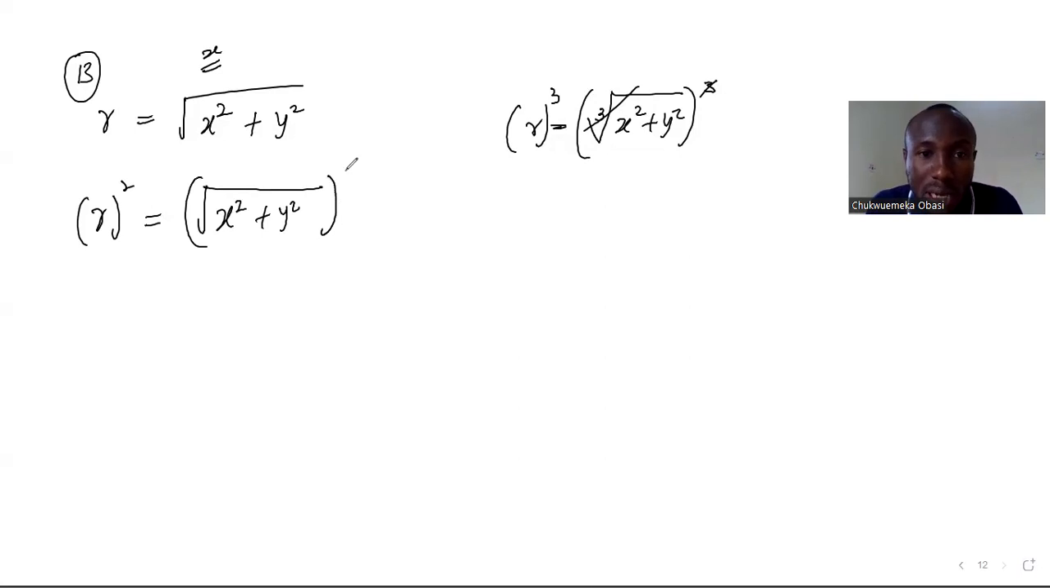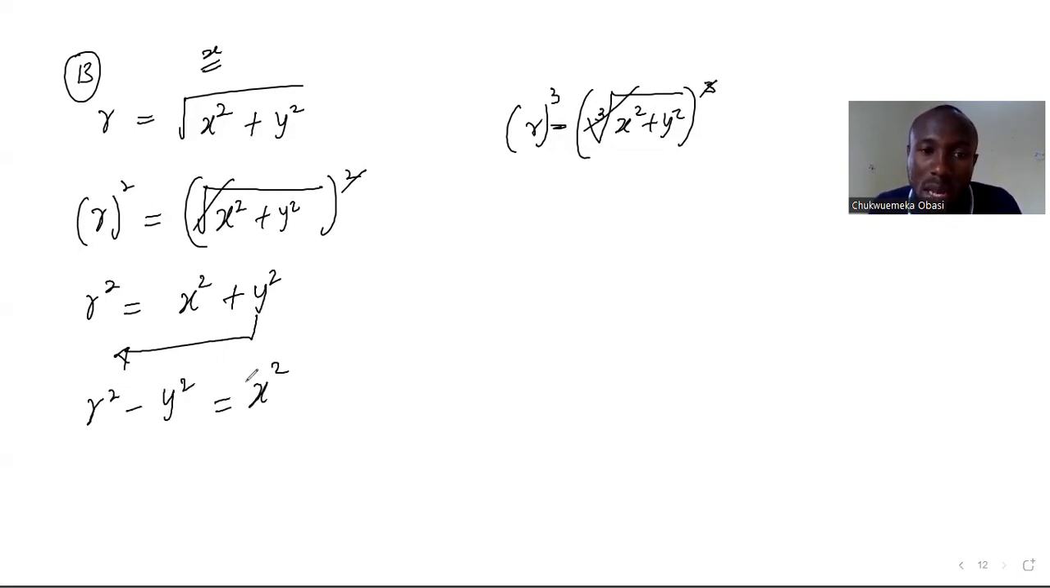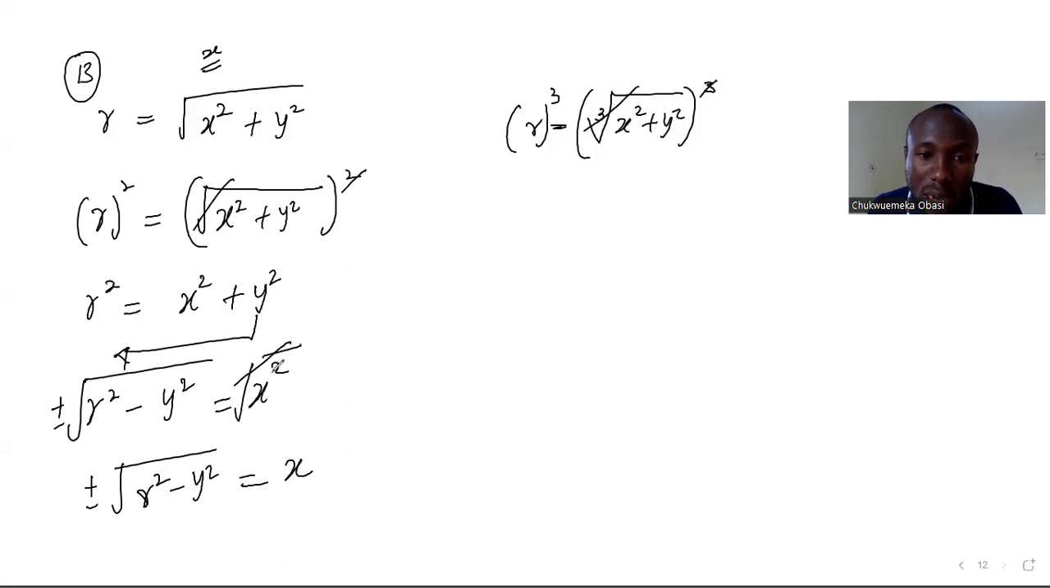So I'll take the square of this side and the square of this side. The square and the root cancel out. So you have r squared is equal to x squared plus y squared. Now take this term to this side. So you have r squared minus y squared is equal to x squared. Now take the square root of both sides so that you have plus or minus the square root of r squared minus y squared is equal to x, because this cancels out the square. So this is pretty much how to make x the subject in this question. Let's go to the next question.